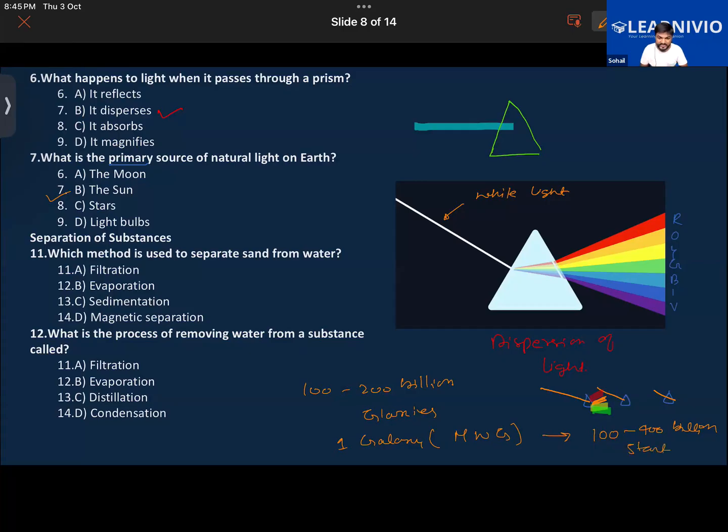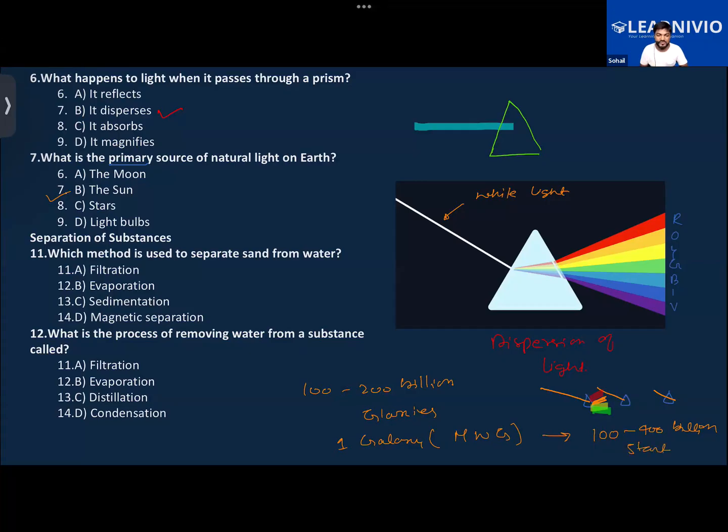And how many galaxies are there? There are about 100 to 200 billion galaxies. Just imagine the uncountable number of stars that is there in the universe. Okay, anyways, continuing further.